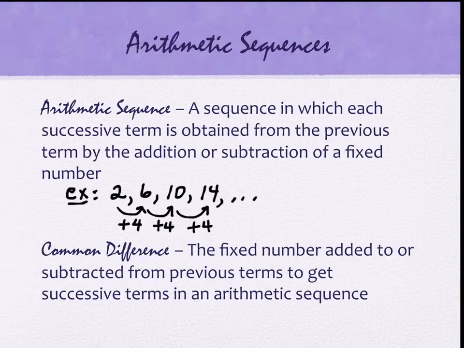This value that we add, or the ability to subtract or add a negative, is called the common difference. It's the fixed number added to or subtracted from previous terms to get successive terms in an arithmetic sequence. What is the common difference above? What was it? Yeah, it was 4, or you could write down plus 4. The sign does matter. We were adding 4, so it is part of it. The common difference was 4. Okay, that's an arithmetic sequence. That's the first type of sequence you usually encounter with numbers.